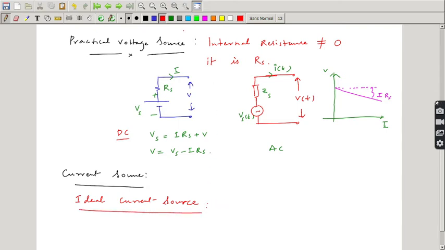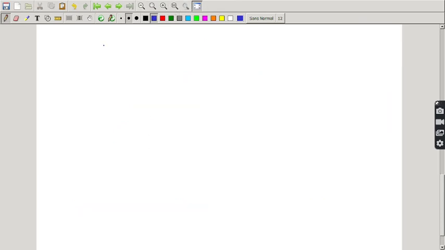The internal resistance of the ideal current source is infinity. I can represent it with this current source representation, and you can take the voltage V here as the terminal voltage, and this is the current IS.